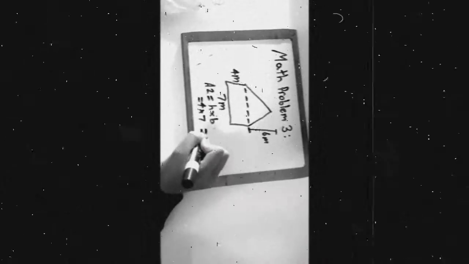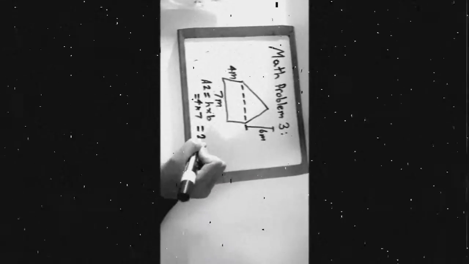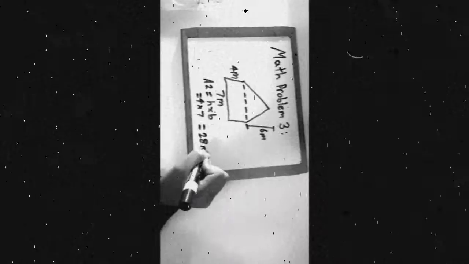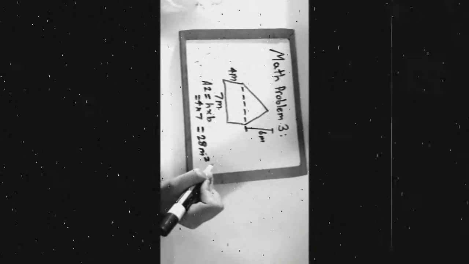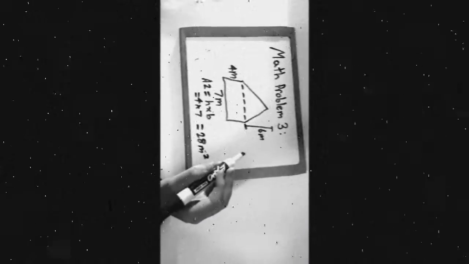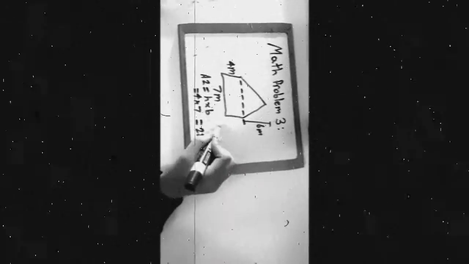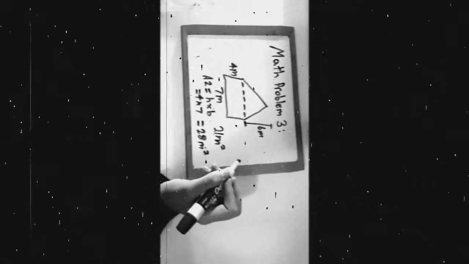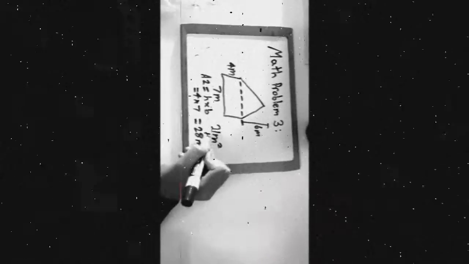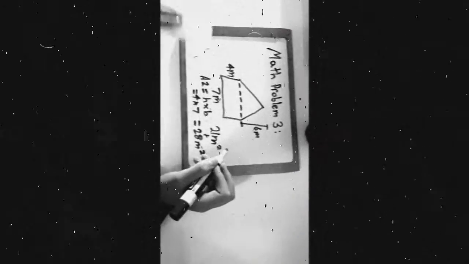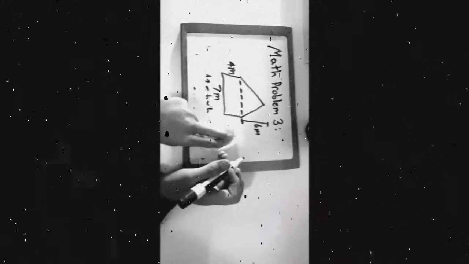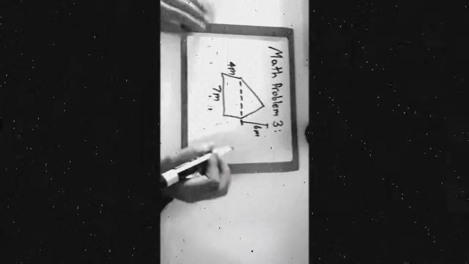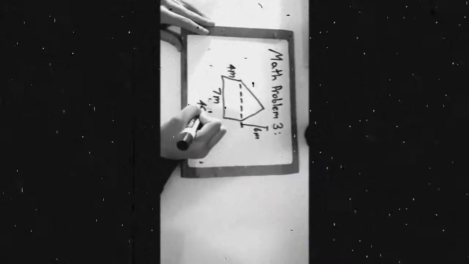That equals 28 meters squared. So once we've done that, we add our 21 meters squared from before and plus them together. Okay? And the answer you should get is 49 meters squared.